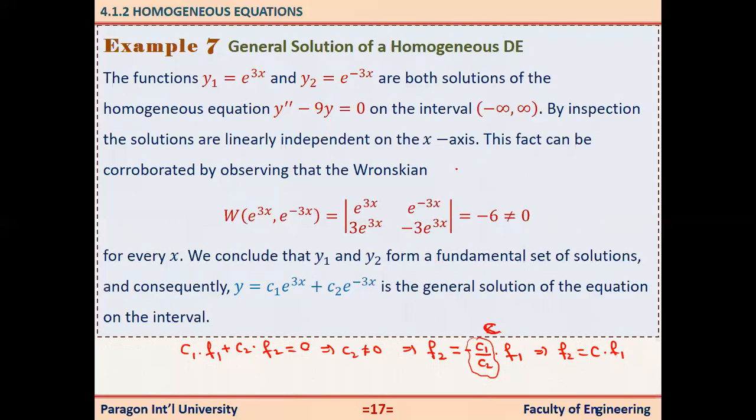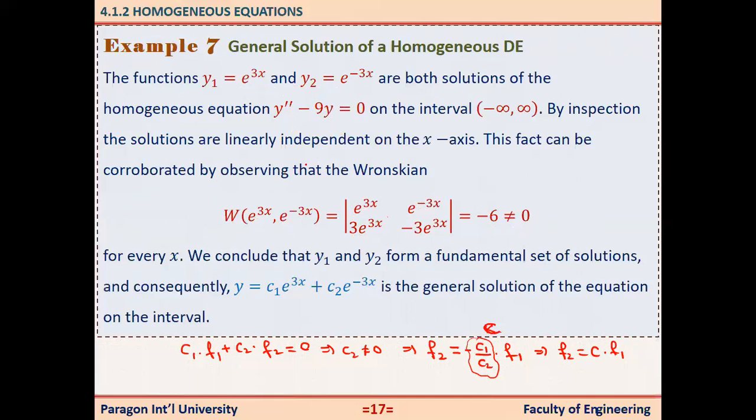Okay, but now another way, for example, how I can determine that these functions are linearly independent. So if you just evaluate this determinant, e to the power 3x, e to the power negative 3x. If you differentiate this, here we have y prime, 3 times e to the power 3x. If you differentiate this, here we have minus 3 times e to the power minus 3x, right? If you evaluate this, the determinant is equal to negative 6, which is not equal to 0. That means that this set is linearly independent. That means that actually it forms a fundamental set of solutions of this differential equation.